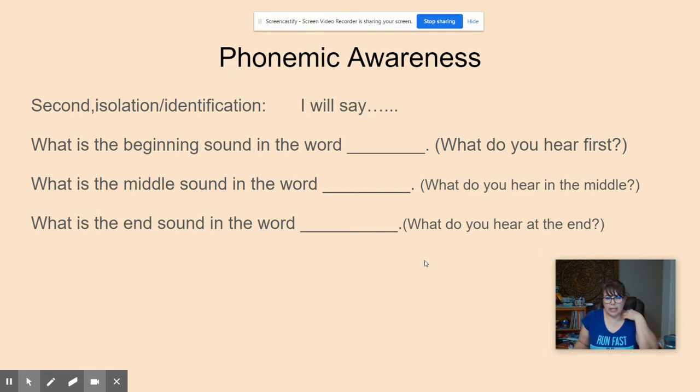Now we're going to look at some words, and I'm going to ask you about the beginning sound, the middle sound, or the ending sound, okay? What's the beginning sound in the word body? Body. B is correct. What's the ending sound in the word almost? Almost. T is correct.